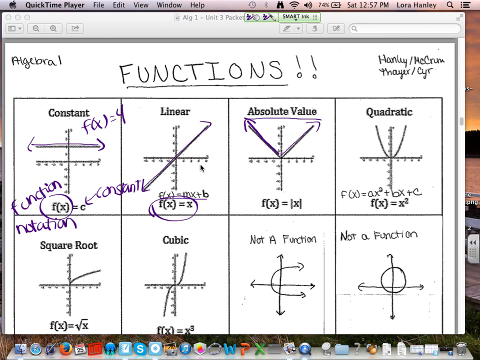The next one we have is a quadratic. And quadratic comes from an x squared. Linear comes from just an x. Quadratic comes from an x squared. We see our parent function, f of x equals x squared. The full standard form of quadratic is ax squared plus bx plus c. So this right here is something you will also see when talking about a quadratic function.